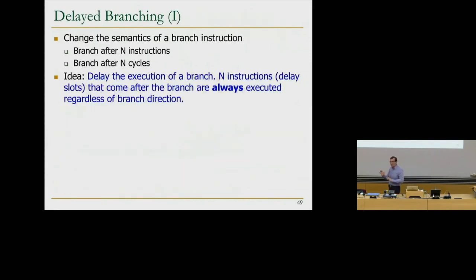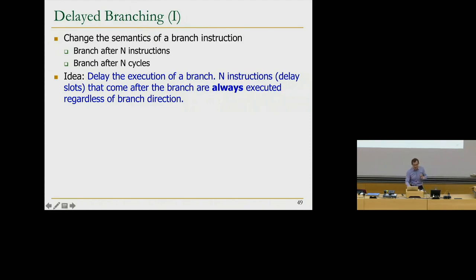I actually gave you this idea before. The semantics of a branch instruction today is after you execute the branch, the next instruction you execute is either the target or the fall-through instruction. There's no delay, right? You basically immediately execute the branch. You either go to the target or the next instruction. So some people thought it was a good idea to change the semantics of a branch instruction such that the branch takes effect after n instructions or after n cycles.